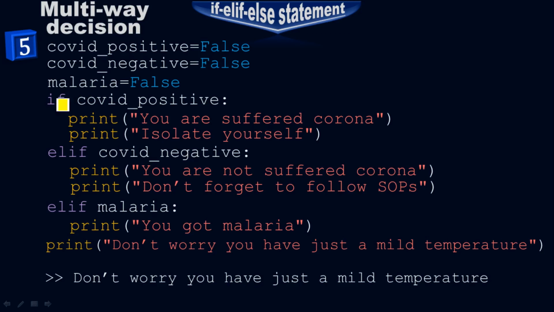Since all the three conditions are false, because COVID positive is false, COVID negative is false, malaria is false, all the three conditions are not true. They are not satisfied. Therefore, when you run it, still you will get the message of the last print function, the outermost print function, because it is independent. It doesn't care about anything. It will be printed in the output. So we will get only the expression, don't worry, you have just a mild temperature. It is this expression of the last outside print function in the final output. I hope you got the idea now of how the multi-way decision takes place.